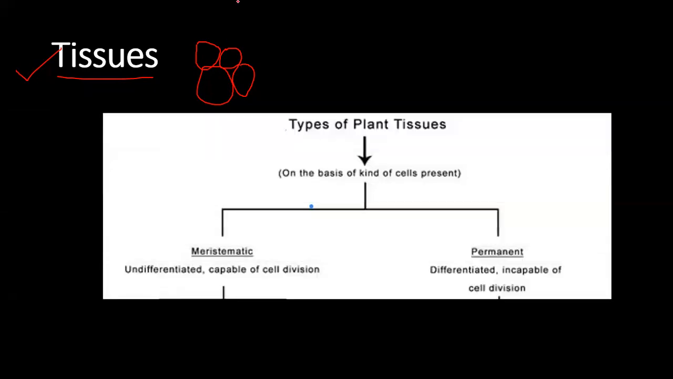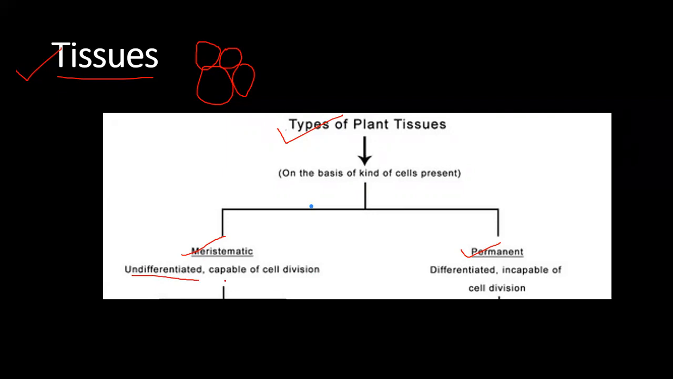In a multicellular organism, what are the different types of tissues found in plants? The plant tissues are grouped into two types. The broad categories of plant tissues are meristematic tissue and permanent tissue. What is meristematic tissue? The name itself indicates it: meristem means immature. These are groups of cells which are immature, not matured, undifferentiated, and not permanent.